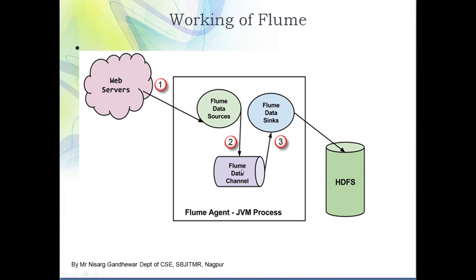The data source is a part of a Flume agent which helps to extract the data from the web server. Then the data is passed to the Flume data channel. The Flume data channel is a temporary memory. It acts as a buffer. We know that there is a difference between read and write operations. Read operations can be performed very fast, but when performing write operations, there is always a lag between read and write. So the data which is extracted by the Flume data source from the web server has to be stored temporarily in the Flume data channel.